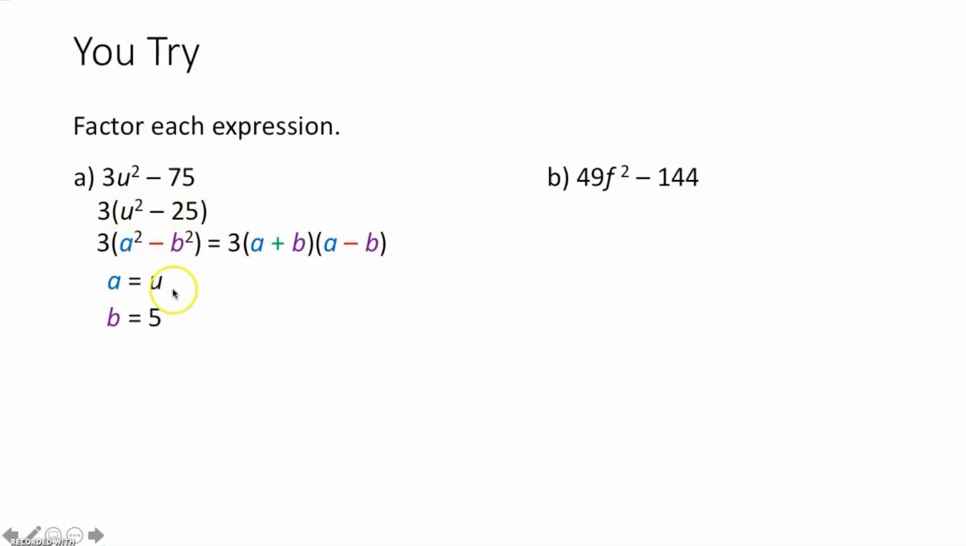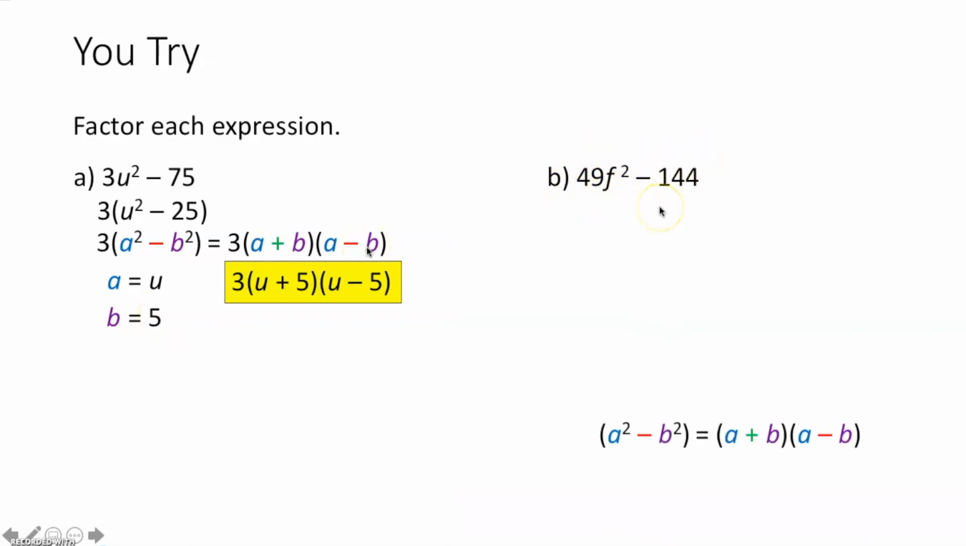So we go ahead and put u in for a here and here, and b we're going to put 5 in for here and here. Look how easy that was. Here, is there something we can divide out of each of these terms? No, but we still do have a difference of squares. We can take the square root of this and get 7f, square root of this, 12.